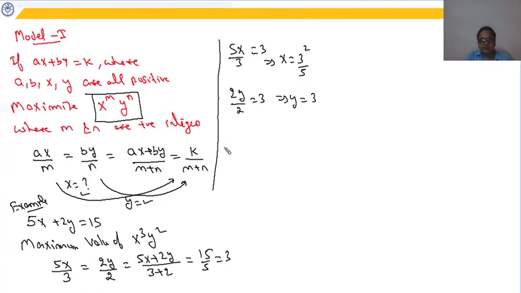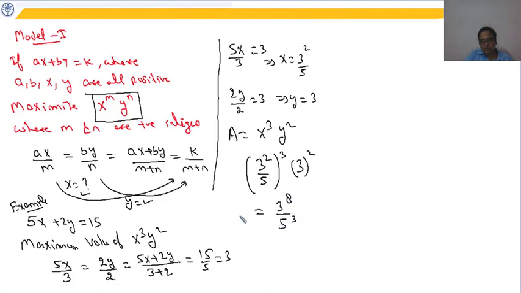Now just put this value in the expression. What we require to maximize, we have to maximize expression x cube y square. So x is 3 square upon 5 its whole cube, and y is 3, it's 3 square. So we get the maximum value as 3 to the power 8 upon 5 cube, the value of the expression we require as the maximum.